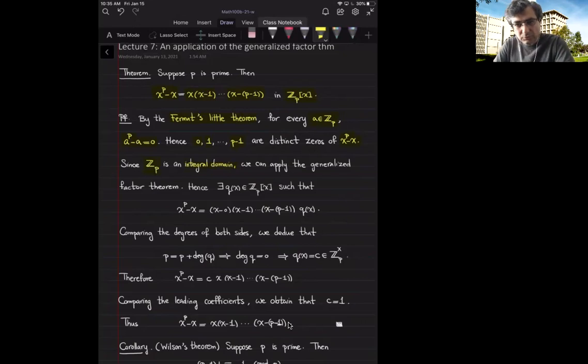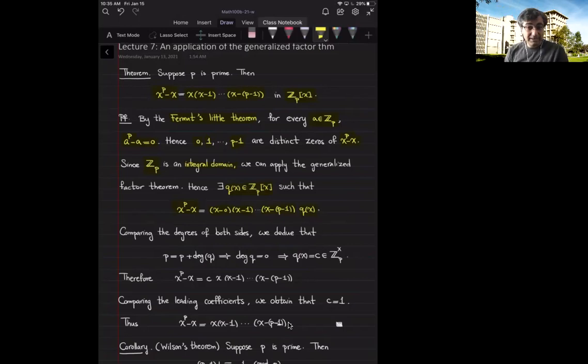Therefore, we can use the generalized factor theorem. By the generalized factor theorem, because 0, 1, ..., p minus 1 are distinct zeros of x to the power p minus x, x to the power p minus x can be written as (x minus 0) times (x minus 1) ... (x minus (p minus 1)) times some other polynomial q inside this ring. Okay, we are getting close to the desired conclusion.